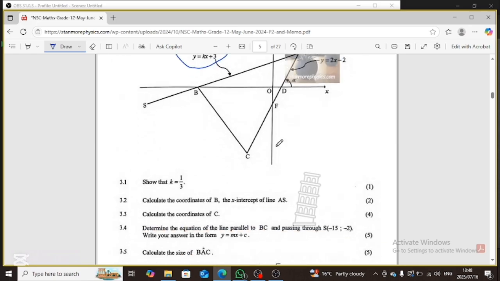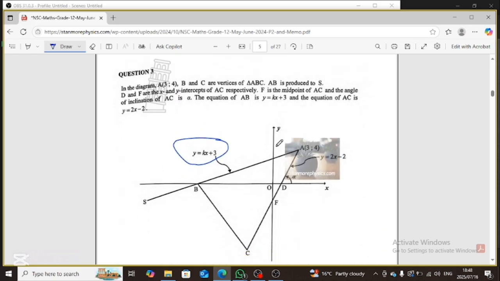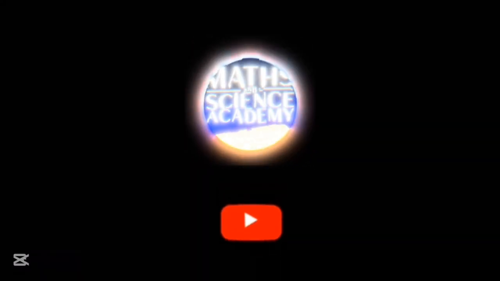Question 3.1. We are supposed to show that k is equal to 1 over 3. Pause the video and give it a try.